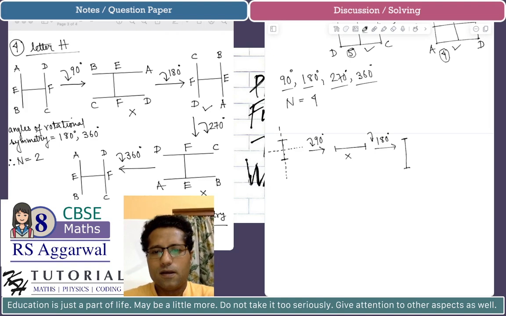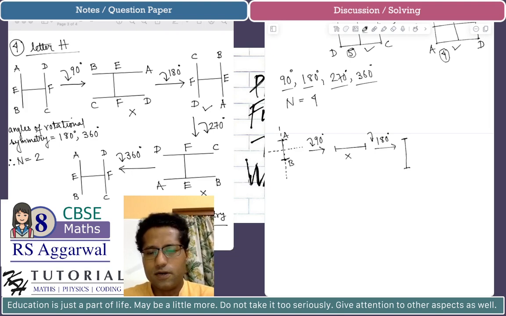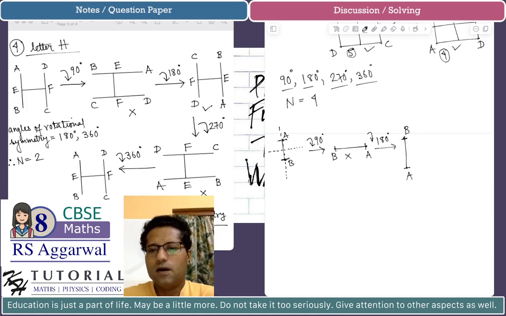But to give a clarification, please note that if I mark this point as A and this point as B, after a 90-degree rotation, this is point A and this is point B. And after a 180-degree rotation, this point is A and this point is B. The position of A and B has changed, but the letter I is looking identical with the original letter I. So 180 degrees is an angle of rotational symmetry for letter I.